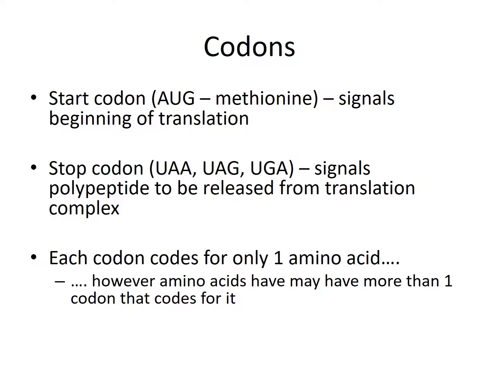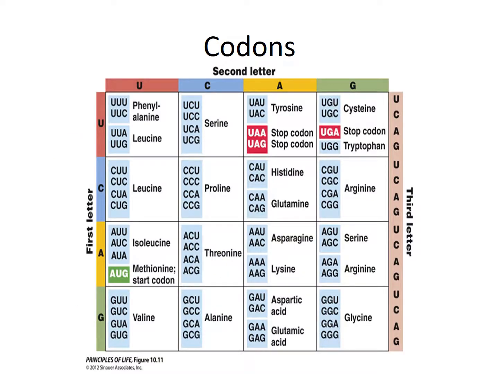But when we look at the codon chart on the next page, we're going to see that amino acids like leucine have 1, 2, 3, 4, 5, 6 different codons that code for that 1. That's because there's only 20 amino acids and 64 different combinations. So the codons have to match up with multiple amino acids.